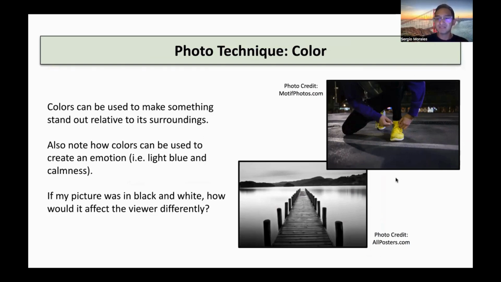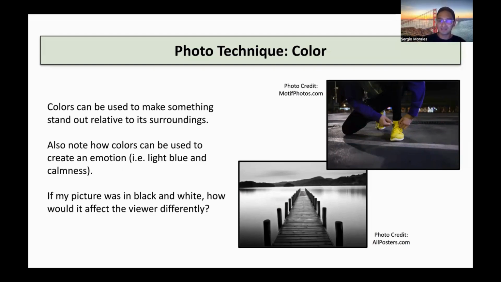You can see that this picture is taken at night, and because of that, there are a lot of darker colors. You can see black, gray, all shades of gray, but what your eye is immediately drawn to is the shoes here. And that's because of their color. The shoes are very bright, they're neon, and they contrast a lot with the surrounding colors. Because of that, you know that these shoes are the main subject of the picture. And this is an example of how you can use color to make something stand out from its surroundings.